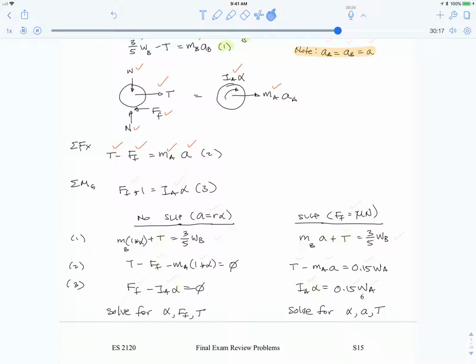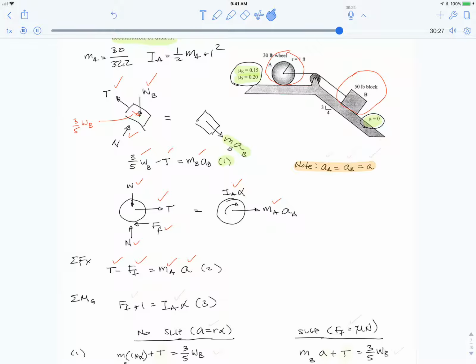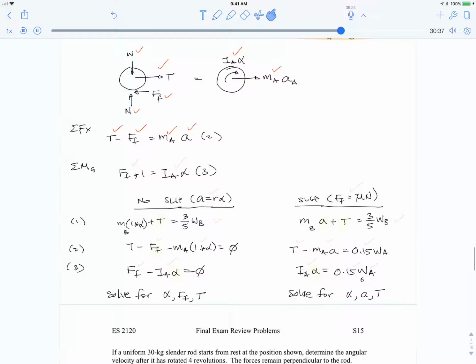So the kinematics of this are such that the cable is attaching to the center of A and to block B. So that means the acceleration of A and the acceleration of B are the same. They're connected to the same cable. So I'm just going to write A for acceleration. Now I'm going to take moments about the center of gravity of the disk. So I've got that friction force times the radius, conveniently 1, equals I times alpha.